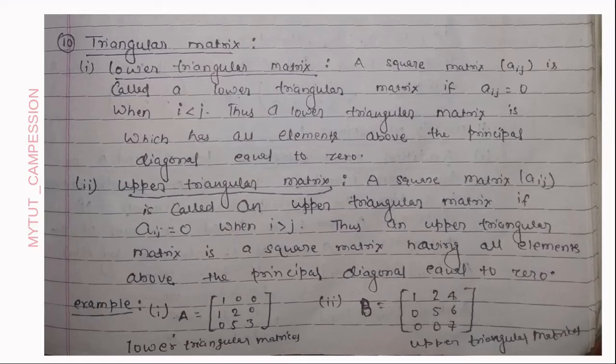Simply you can remember that a lower triangular matrix means all elements above the principal diagonal are 0. And if all elements below the principal diagonal in a square matrix are 0, it is called an upper triangular matrix. Okay.